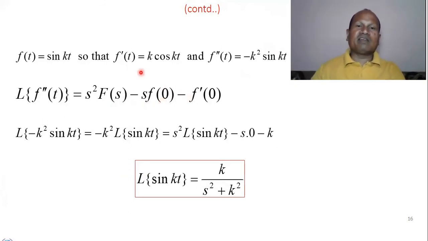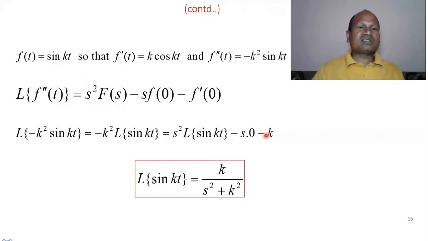So what will be the initial value of the first derivative? It will be k. Here it becomes k, you see here. And what is f(0), which is 0 here? So this is 0 multiplied by s. And what is F(s)? F(s) will be k by s square plus k square. So this is s square multiplied by k by s square plus k square.